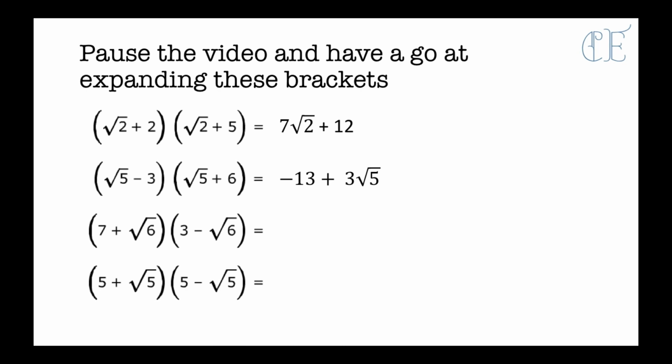And then we have 21 minus 7 root 6 plus 3 root 6 minus 6, which gives us 15 minus 4 root 6. And then this last one, if you were clever, you might have noticed, but it's a little bit odd because it actually gives us 25 minus 5 root 5 plus 5 root 5 minus 25, which actually leaves us with 0. Okay, so if you got all those right, well done.